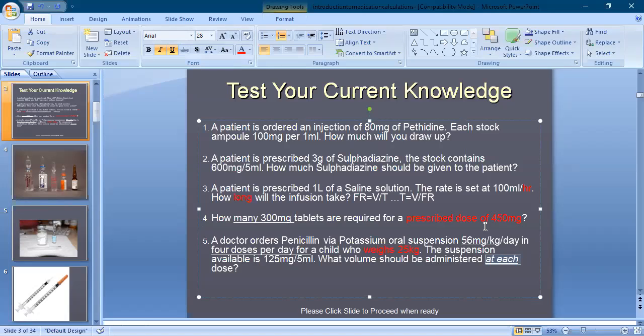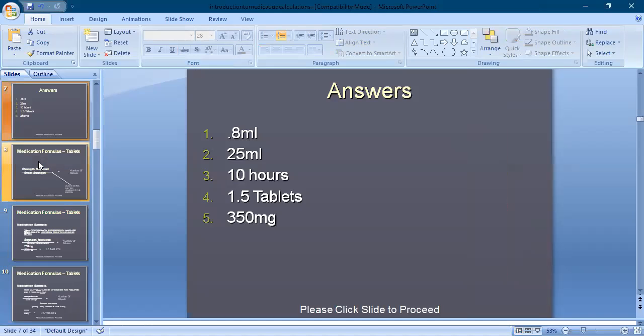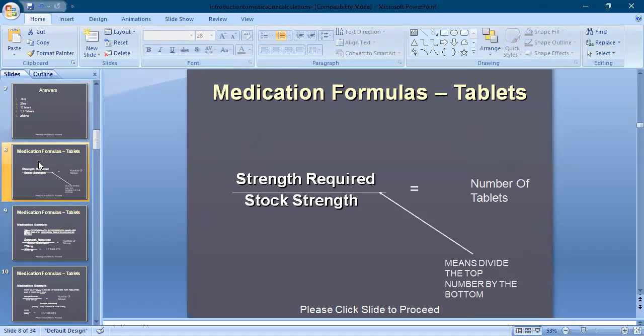So you have to find out the total number, which is 4, and divide it by 4, and you are supposed to get the single dose. Also, we have a formula for this. So we're going to go through the formulas one by one.